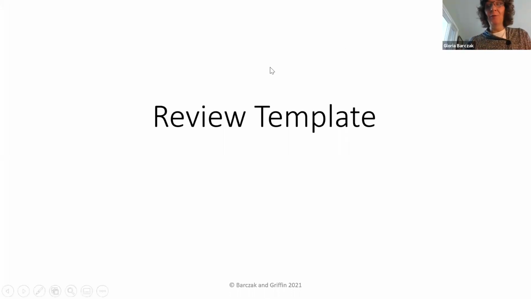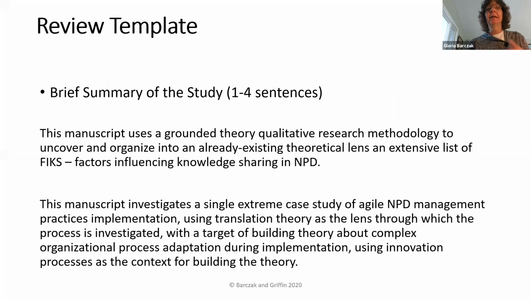Okay, so as I said before, we developed this template, which basically is going to take you through the major sections of the paper. So when you are thinking about writing your review, the first thing that we recommend, and others do too, is provide a brief summary of the study. We recommend 1 to 4 sentences. Why do you want to do that? To show the authors and the editors that you actually read the paper.